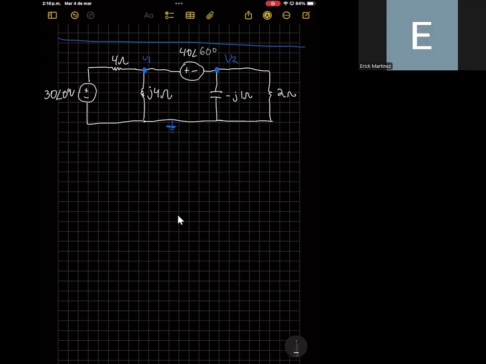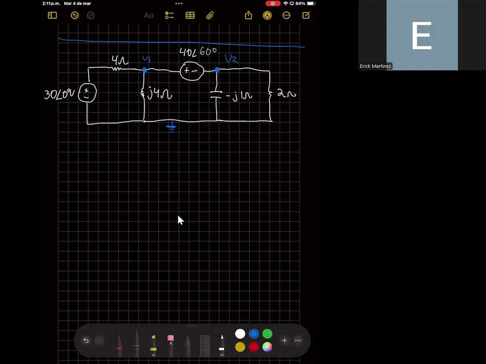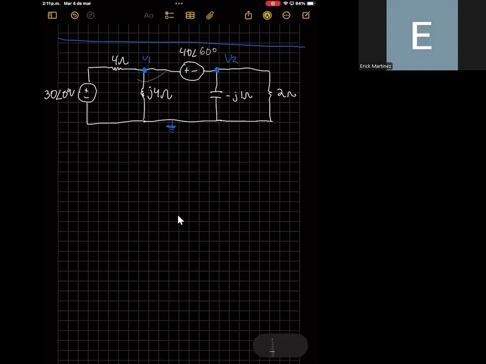Okay, so the idea is to think how we can solve this circuit using nodal analysis. So remember that for solving a circuit using nodal analysis, you need to apply the Kirchhoff current law to each of the nodes. Okay, so we can see here that we have one node right here, and also we have another node right here. So we have two nodes.